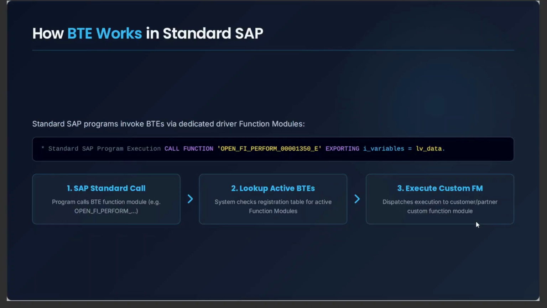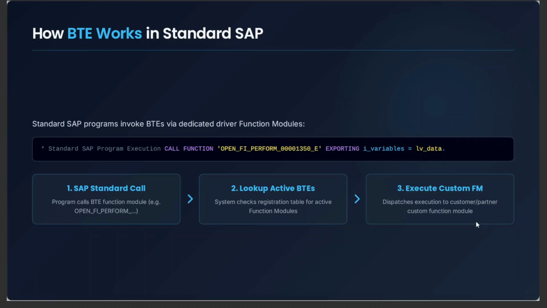The very important point is how BTE works in standard SAP. We will illustrate in this part the internal execution mechanism of BTEs via OpenFI perform function modules. Let me explain what happens inside the standard SAP program when a BTE is executed. Inside the SAP standard program, SAP developers placed calls to specific driver function modules formatted as OpenFI perform, followed by the BTE number and underscore E. This is the structure of the name.